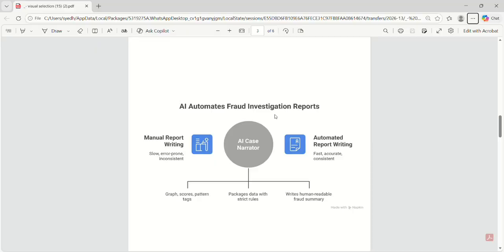This diagram highlights how AI replaces manual report writing in fraud investigations. Instead of spending hours creating reports, the AI case narrator gathers insights such as graphs, risk scores, and patterns and converts them into a clear, human-readable narrative. This ensures faster, more accurate and consistent report generation, allowing investigators to focus on decision making rather than documentation.